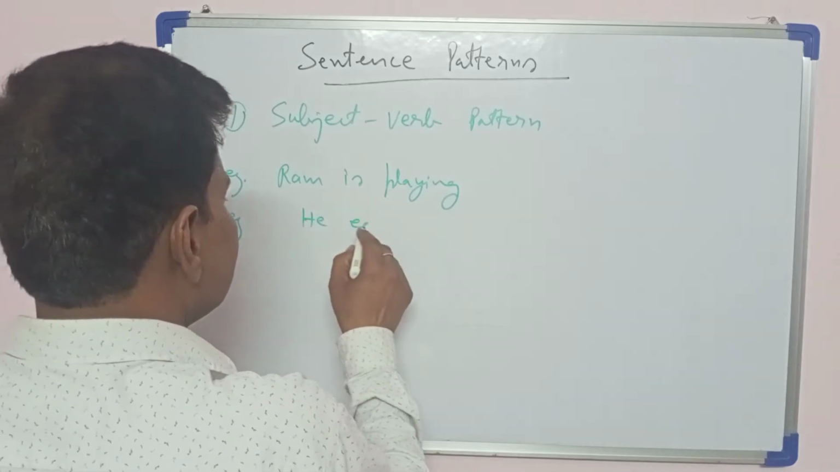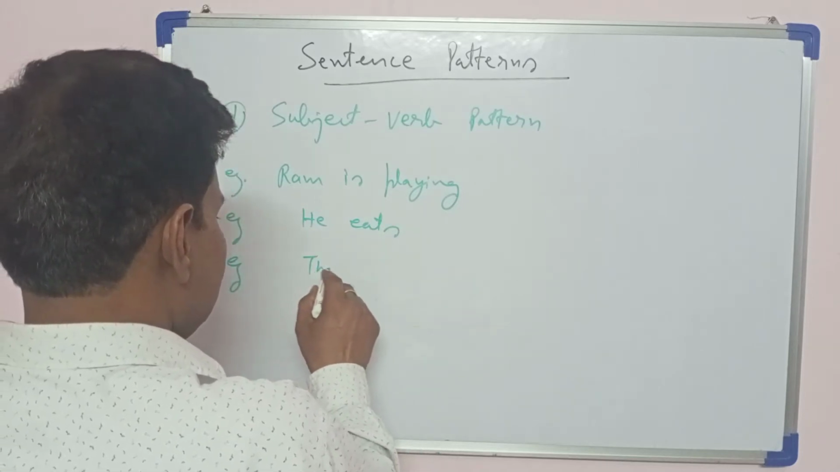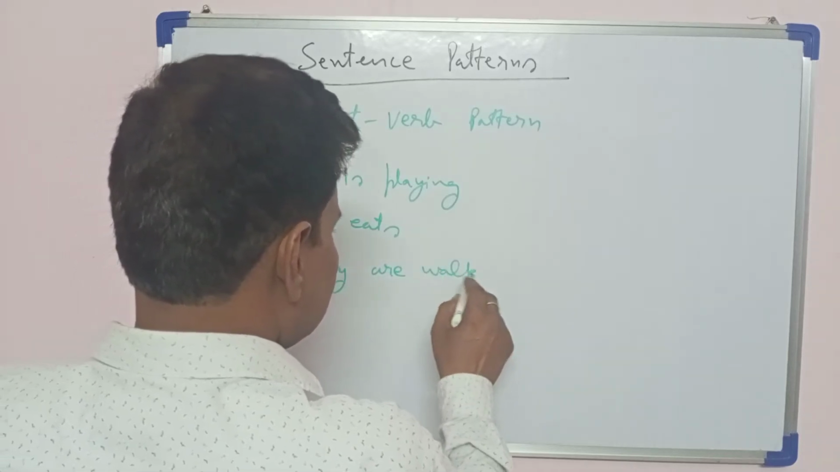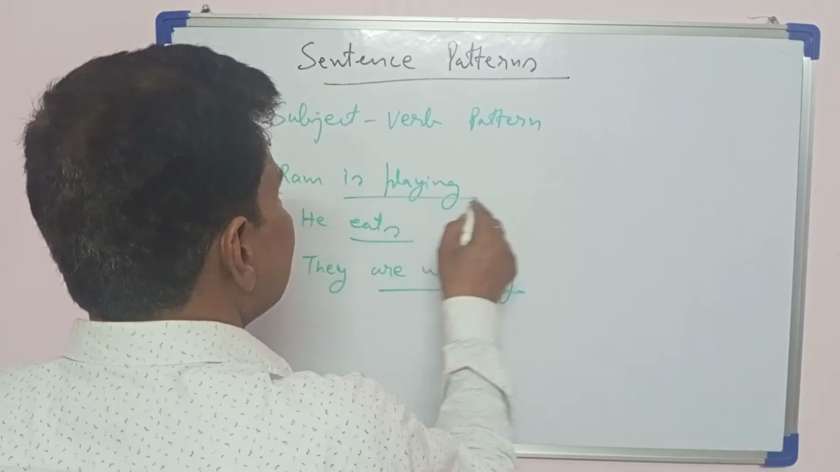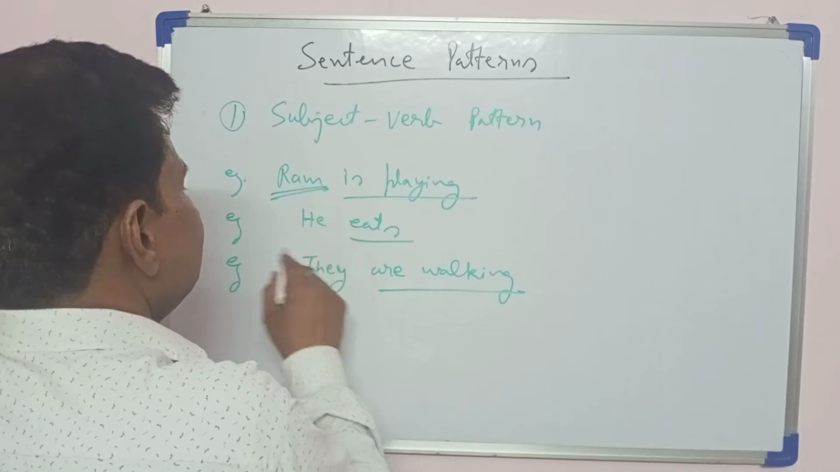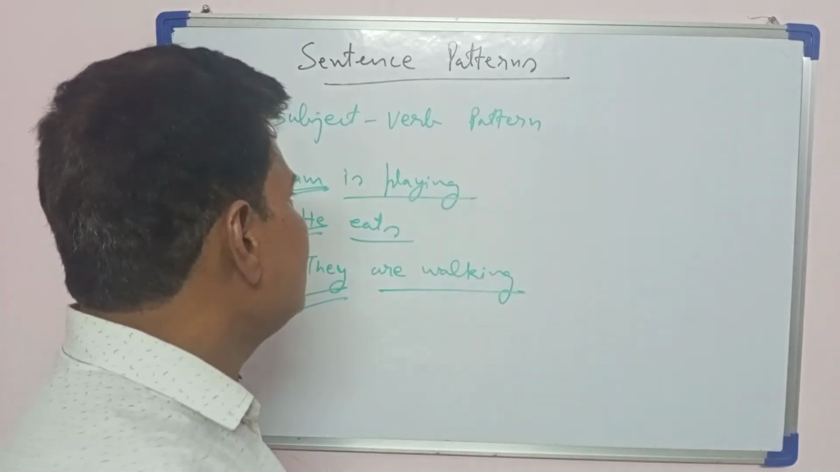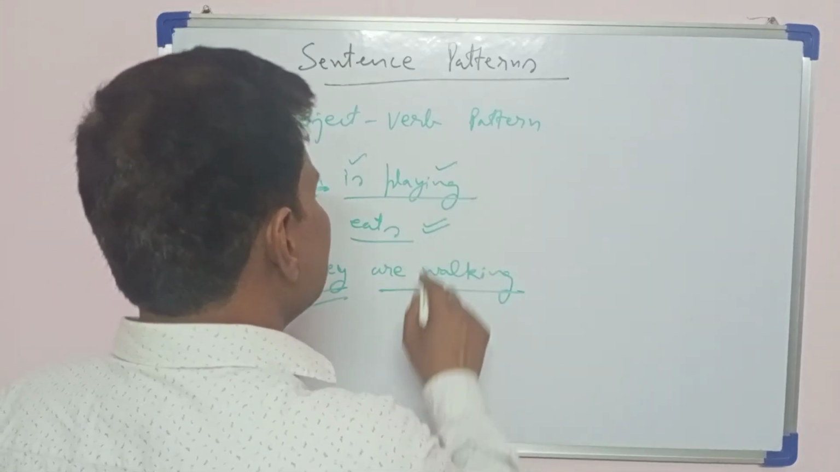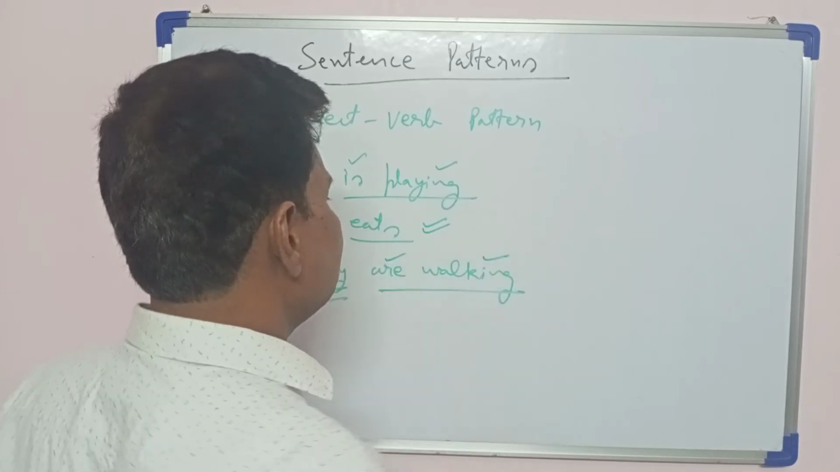He eats. They are walking. So here you can see these are the subject verb pattern. This is the subject and this is the verb. This is the helping verb and this is the main verb, and here this is the only verb, main verb. Here main verb and helping verb.